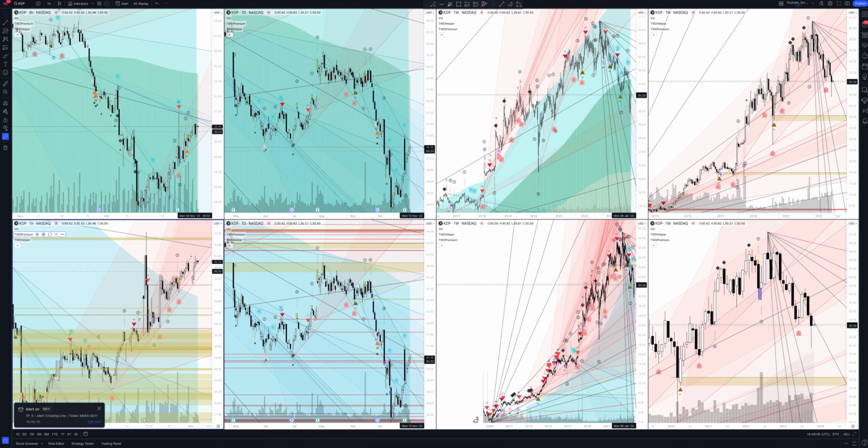Today we will take a look at Keurig Dr Pepper stock. Let's analyze the market situation and find out how you can make money on it. Let's start.